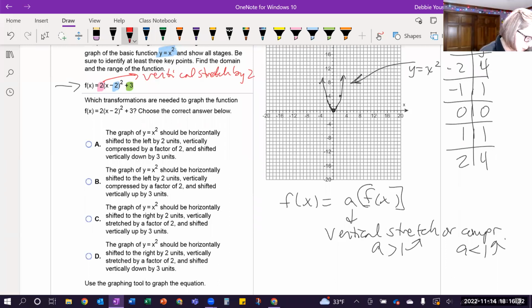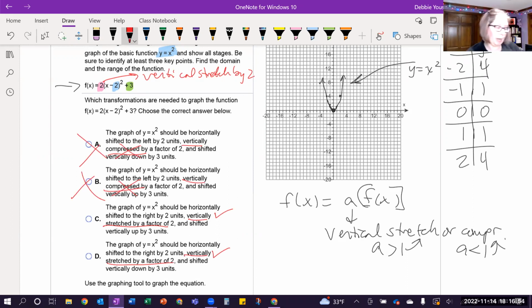So I can look through my answers and I say, okay, this says vertically compressed, so I know it's not that. This says vertically compressed, so I know it's not that. So now I see vertically stretched by a factor of 2. It could be that. And then D also has that, so it could be that. So now I've already narrowed myself down to C and D.